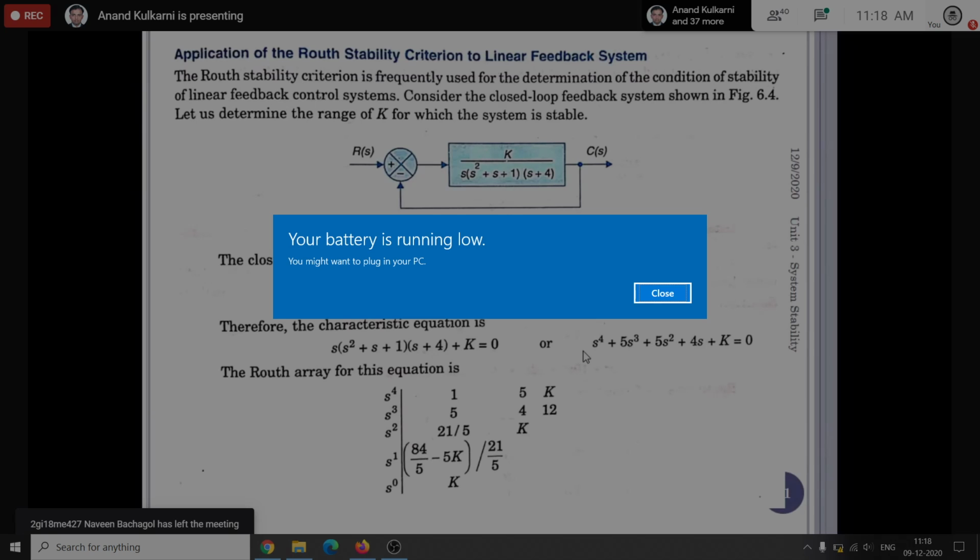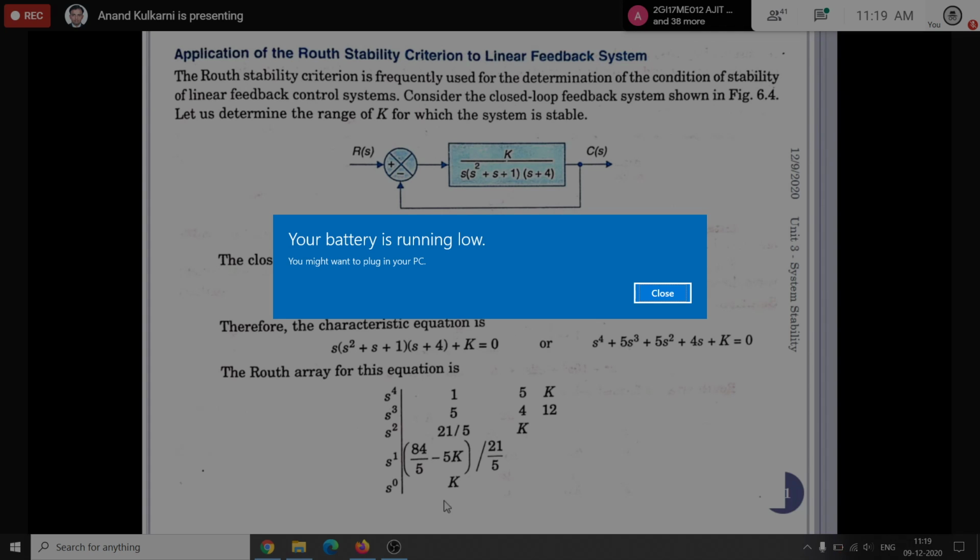So arrange the Routh's array as usual. This is 1, leave next, right next, that is 5, leave next, right next, that is k. Then below that, it is 5, 4. And by mistake, it is printed as 12. 12 is not there. So 5 into 5, 25, minus 4, 21 divided by 5. Then 5 into k, 5k minus 0, minus 0 divided by 5 is k only. Then you proceed further. 21 divided by 5 into 4, that is 84 divided by 5 minus 5k divided by 21 by 5. And last one is k.